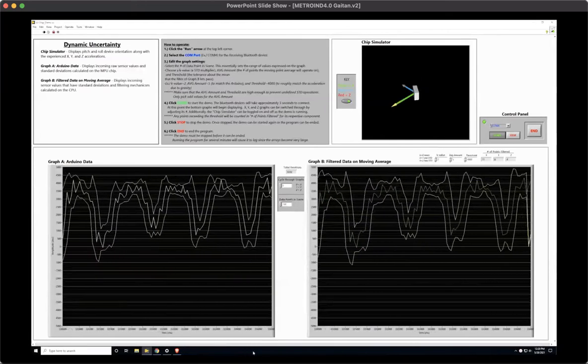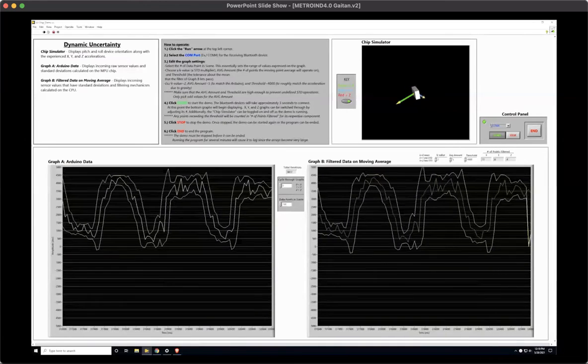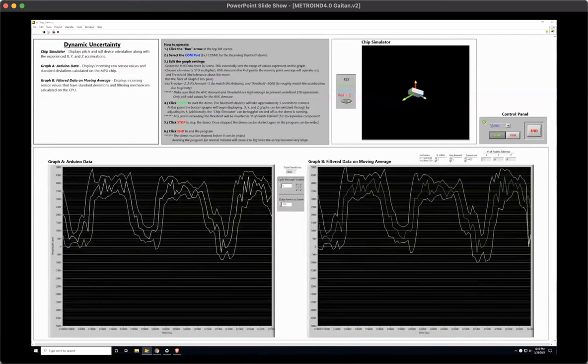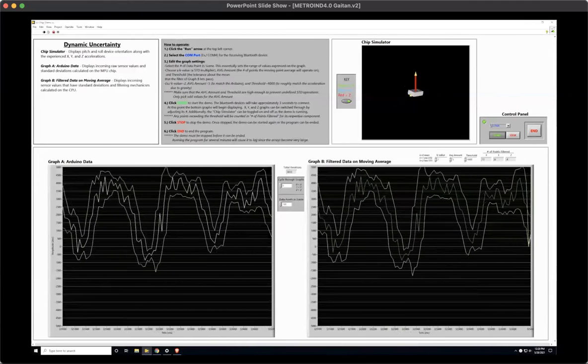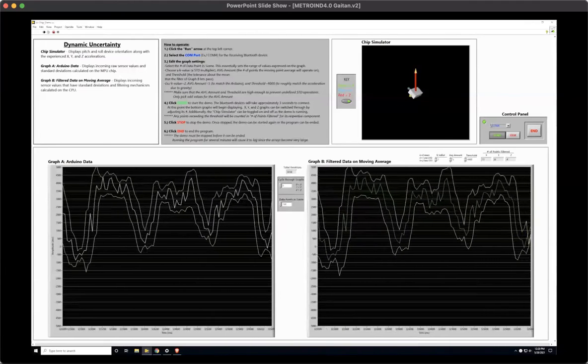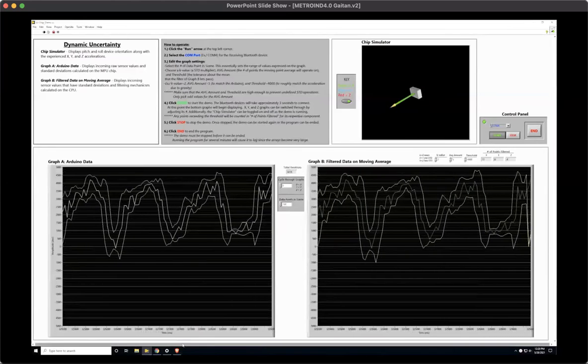In the upper right, we're looking at these arrows that are moving around, and these basically are the vectors of the X, Y, and Z axes as I'm moving the device. And so it's meant to simulate what I'm doing with my hand as I move this accelerometer around.